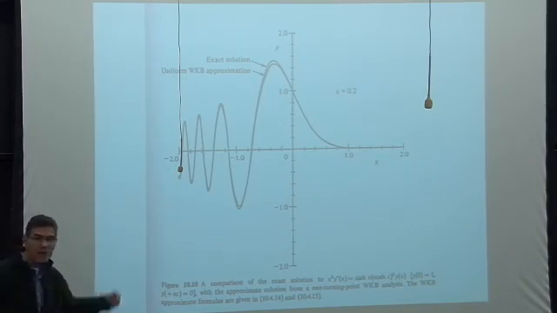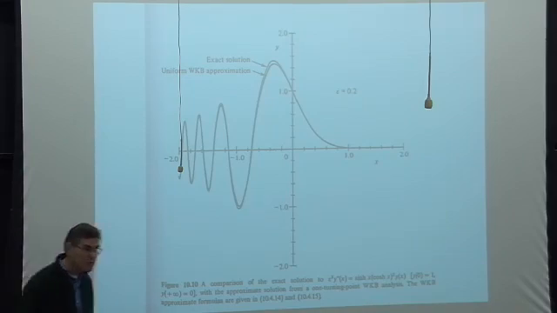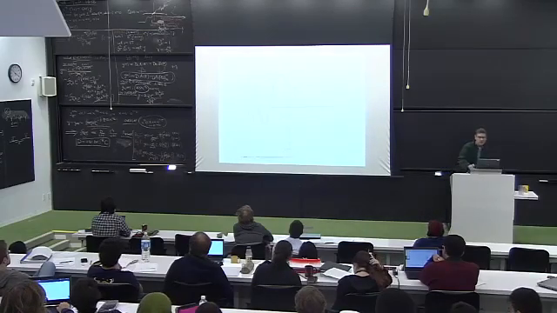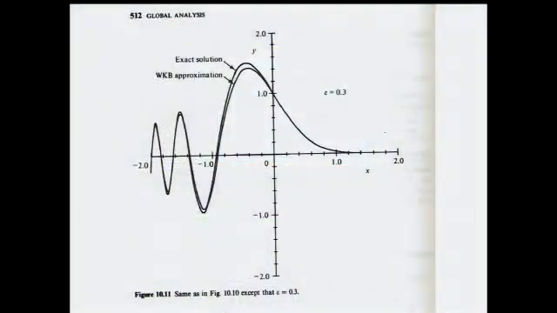But what if we make epsilon bigger? It must get worse, right? So let's take a look. Here epsilon is 0.3, and you can see that the disagreement is getting a little bit bigger. And here's epsilon 0.5.